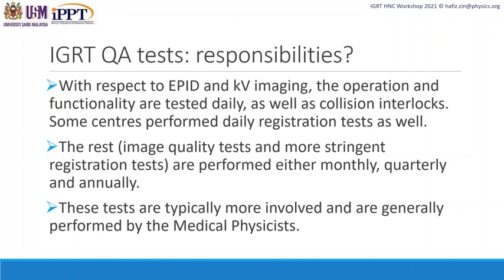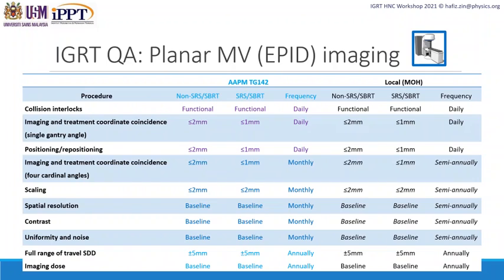Whereas the more stringent registration tests using ball bearing and also the image quality test are performed less frequently. It can be either monthly, quarterly, or annually. And also these tests are performed by the medical physicist because they need to assess the accuracy level of this component as well as the impact on the treatment to the patient. So these are the components of the QA test for the EPID imaging or the portal imaging device system.